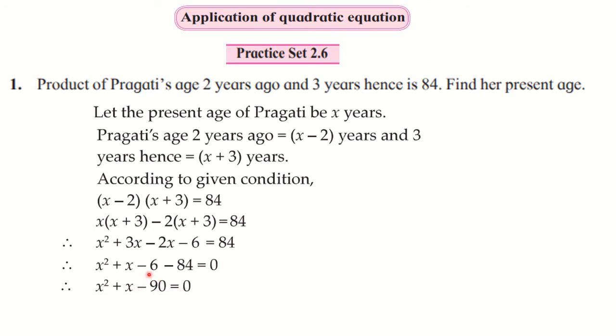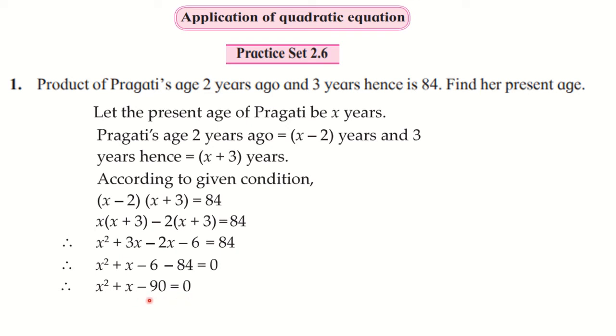See, minus 6 minus 84. Both of them have the same sign, so you are going to add the numbers and give the same sign. So x square plus x minus 90 is equal to 0. So the quadratic equation is obtained. And then here you have to solve it. You have to solve it by using the factorization method. First of all, you are going to think of the factorization method only because that is simple. If not possible by factorization, then you can go for the formula method.